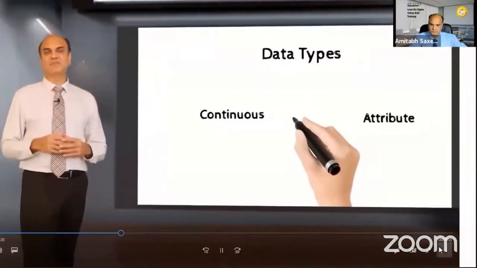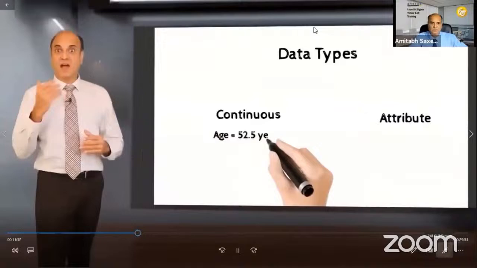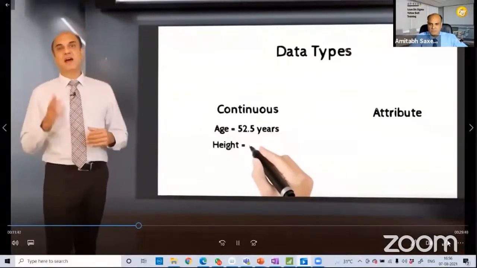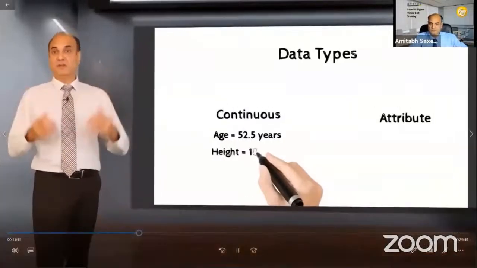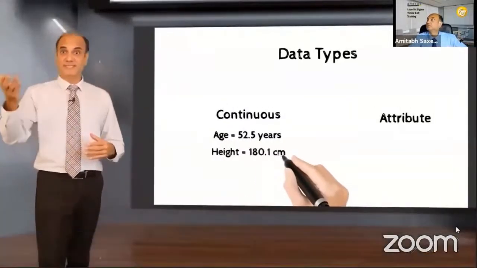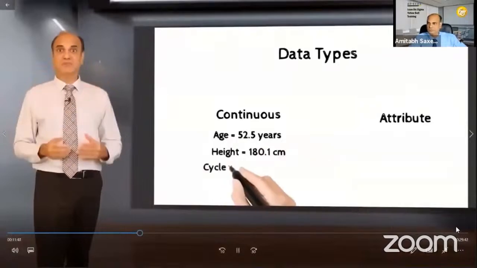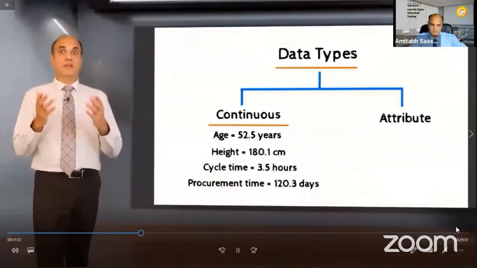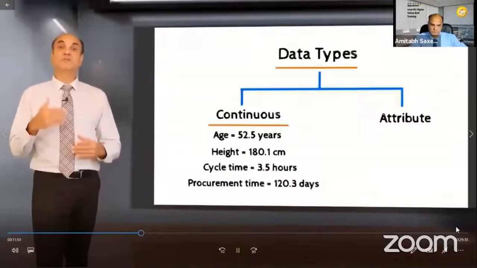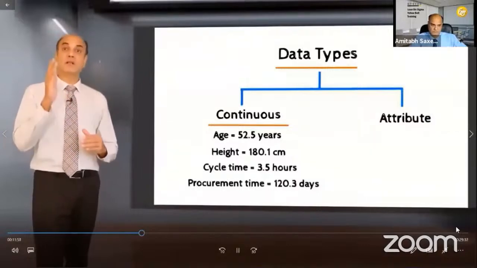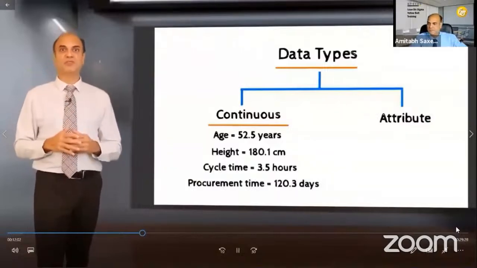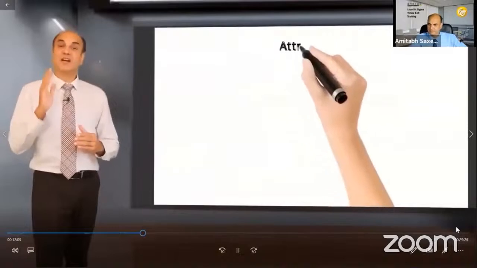Say for example, age, height. Age is 52.5 years. That's my age. Height, maybe 180.1 centimeters. Cycle time of a process 3.5 hours, or procurement time in an organization 120.3 days. These are all continuous data, because they all have a possibility of a decimal, meaning they can be expressed in decimal points, and also they all have a unit.